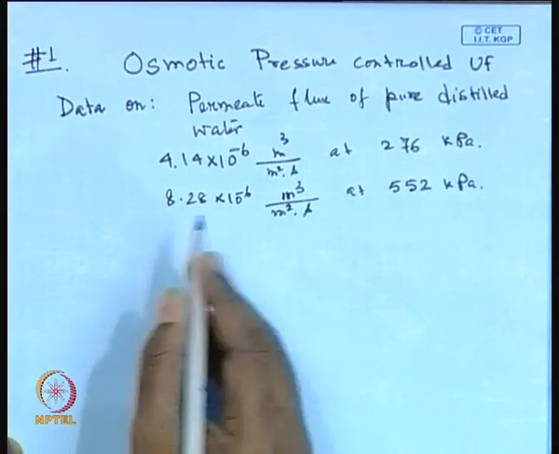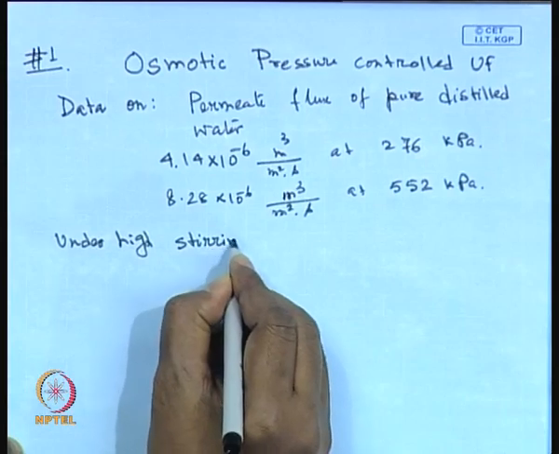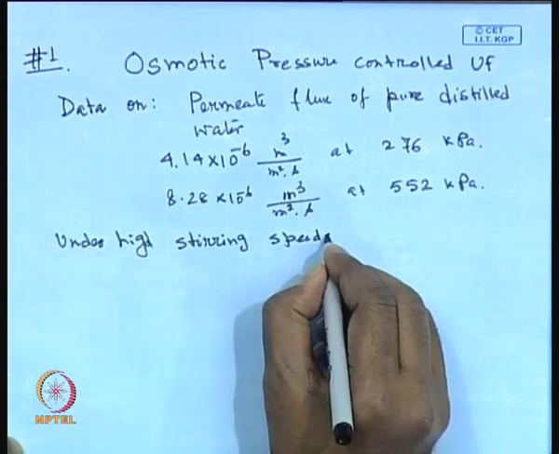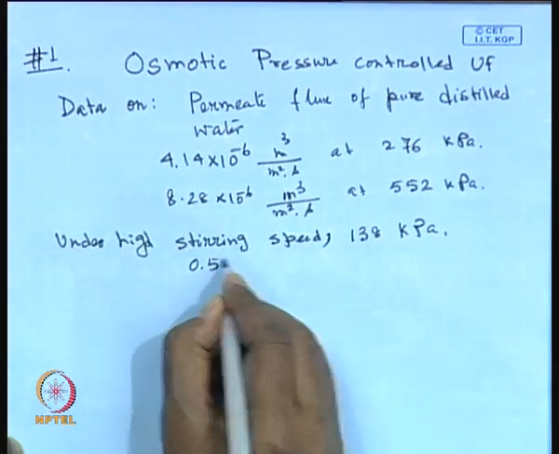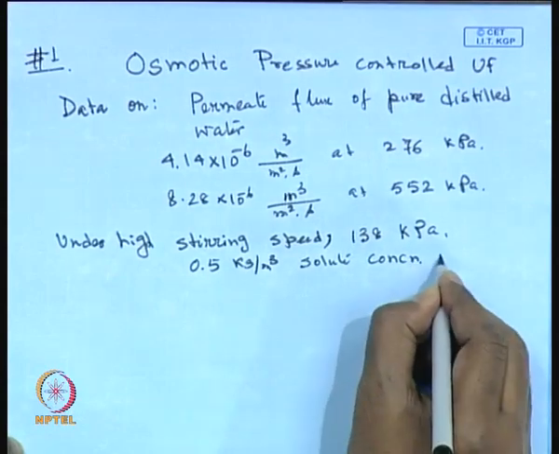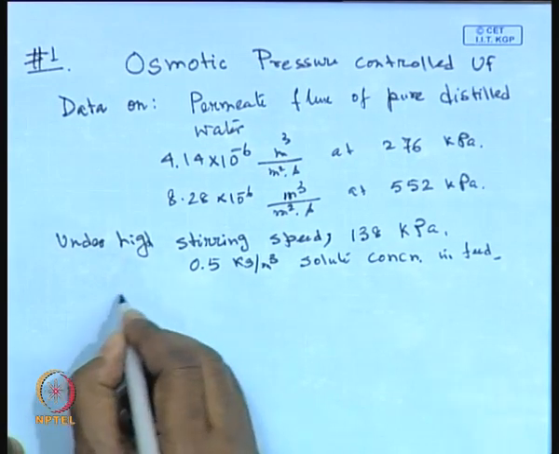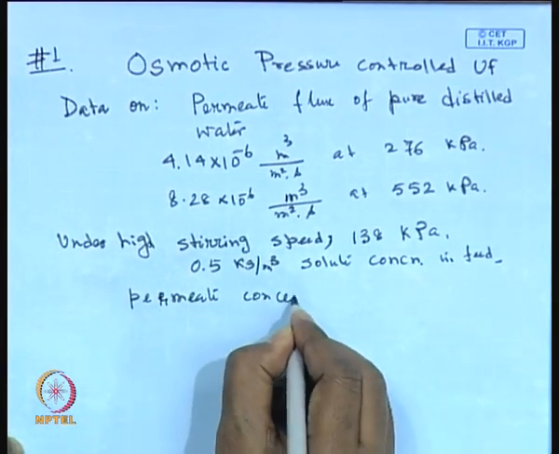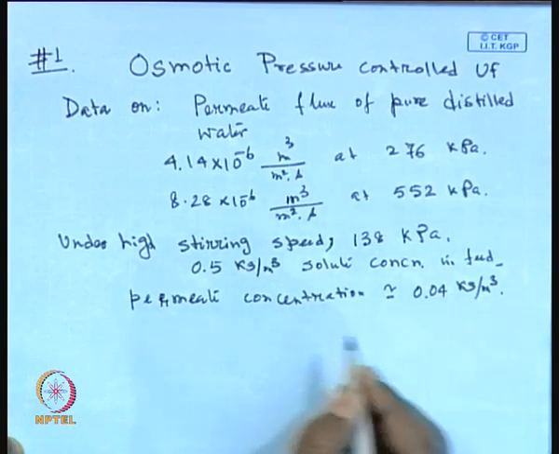Another data is given: under high stirring speed, at 138 kilopascal pressure and 0.5 kg per meter cube of solute concentration in feed, one conducts the experiment and gets a permeate concentration of about 0.04 kg per meter cube. So, these data are given.